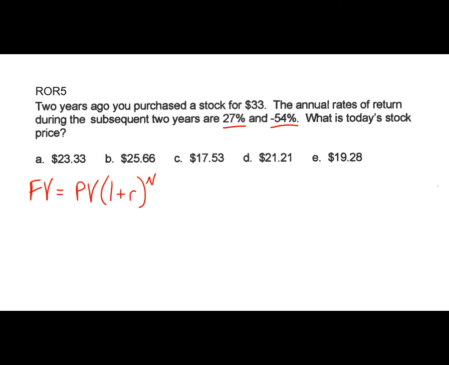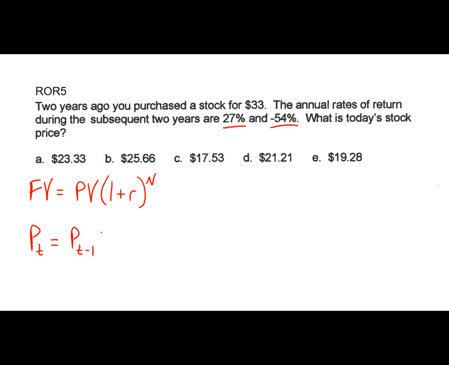And so, we want to know what the future value is. That is today's stock price. And we're given the stock price 2 years ago, and that's $33. Now I'm given two different rates of return. The 27%, that was the rate of return 2 years ago, and negative 54%, that was the rate of return last year.